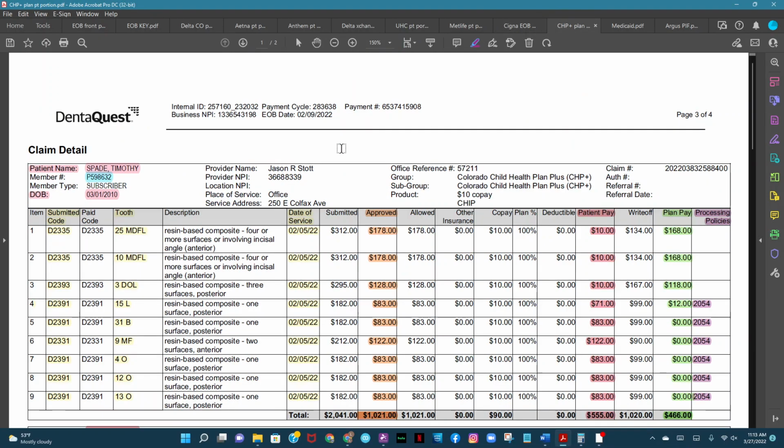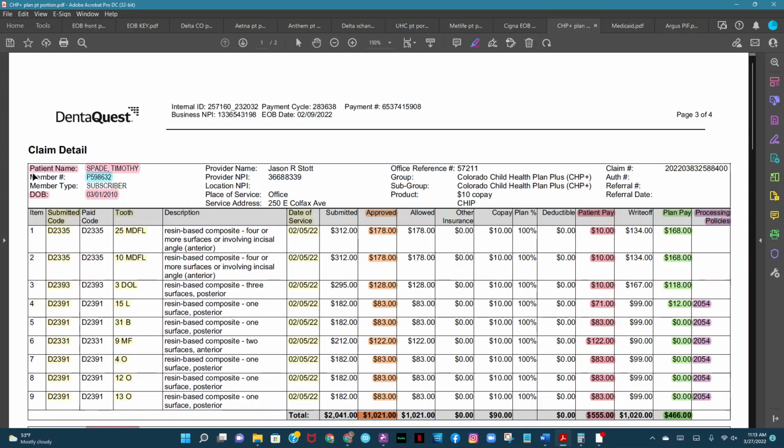All right, let's go on to the CHP Plus plan. These are going to be set up the same as your Medicaid. So I do have these EOBs back to back. The difference is in a CHP plan, there is a patient portion. Okay, so regardless if it's Medicaid or CHP, anytime you are pulling from DentaQuest, always just be aware of the patient pay column over here.